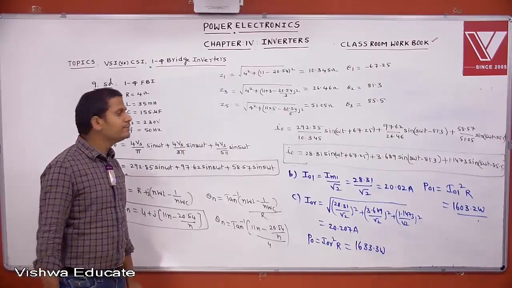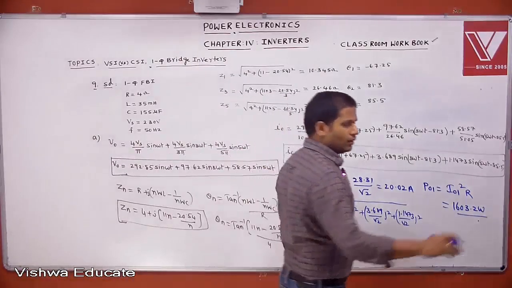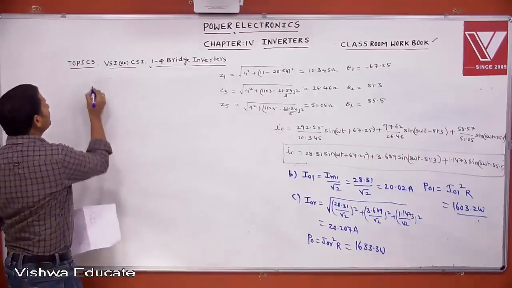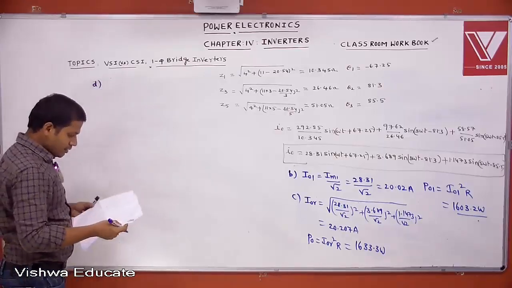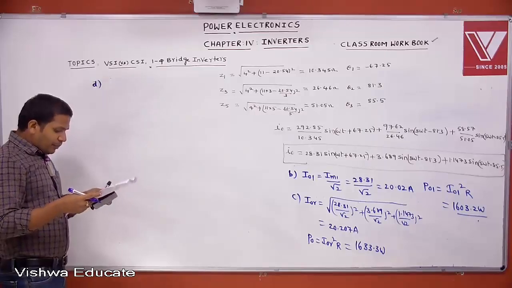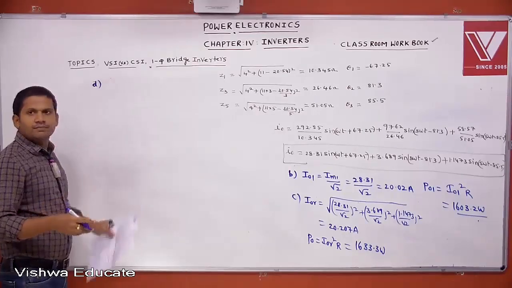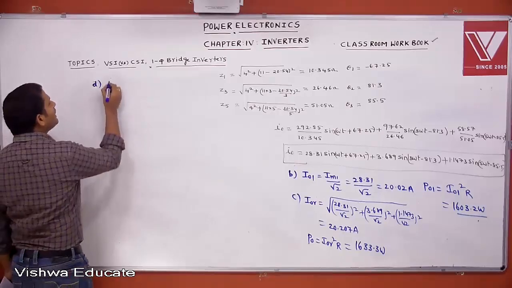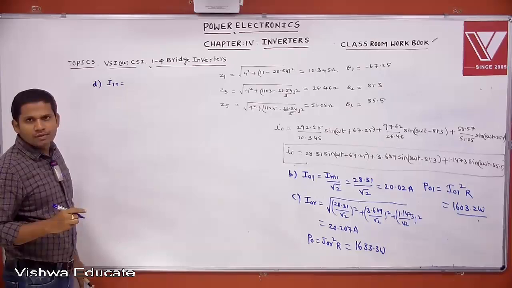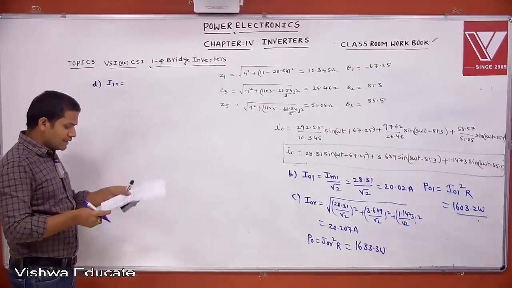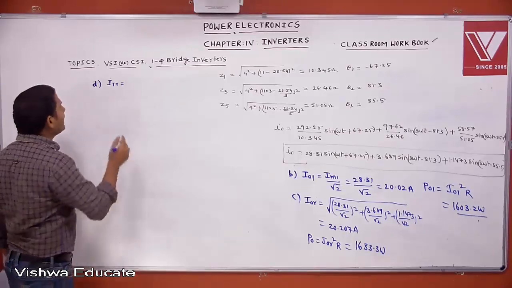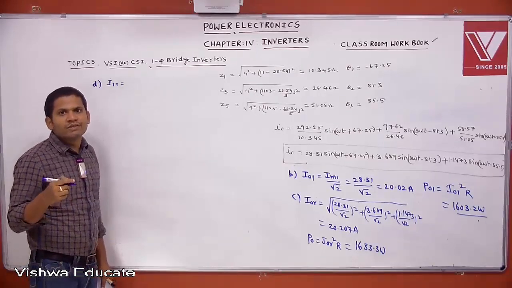Yes, clear? The same question number 9, concentrate on question number D. What is asked? The RMS and peak currents for each thyristor. It's a lagging load, that I already explained. What is the RMS current of each thyristor? With respect to each thyristor, it is which output?